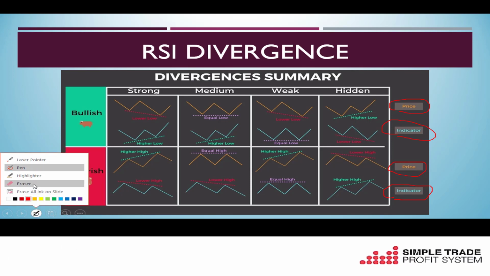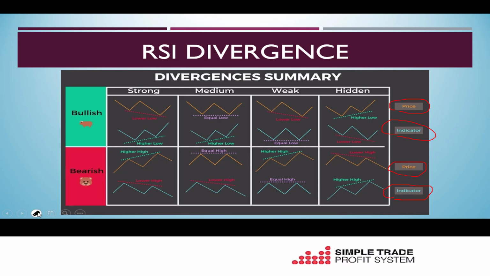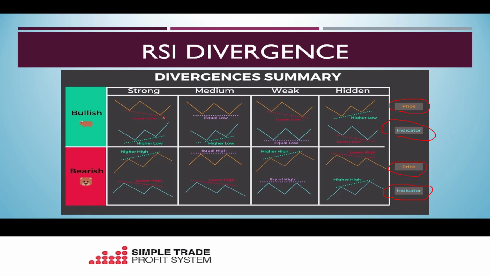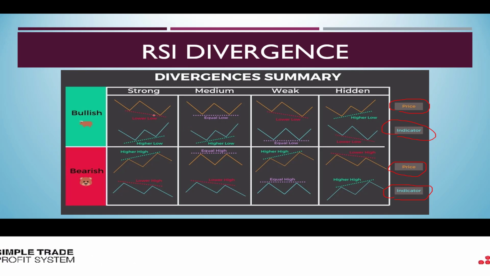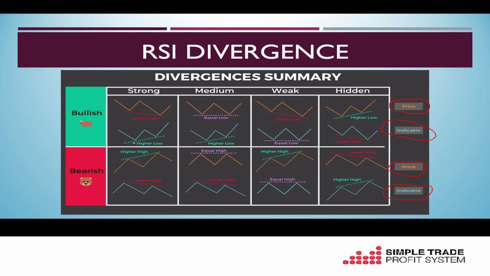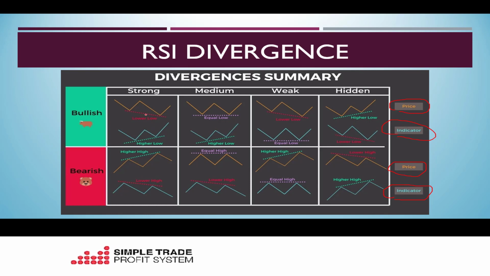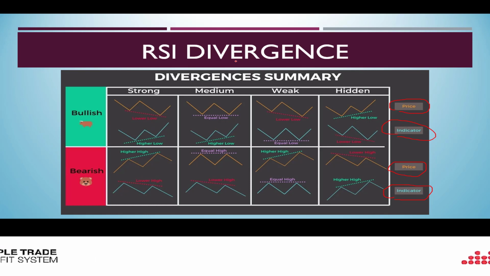So assume this is the current price of Bitcoin. It went up, down, came back up, went down lower, came back up, and is going down lower. So we can see it made a low here and it made another lower low there. But our RSI looks like this. It came up rather than going down. That is bullish divergence. That is a sign that the market will reverse from this downtrend and go up.